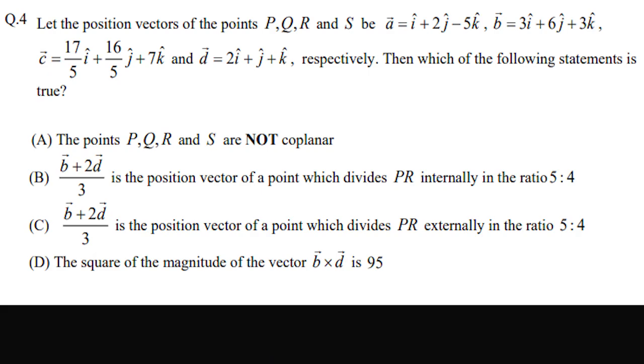Now question number 4 is a very straightforward question. It says we are given 4 points P, Q, R, S, and we have to find which of the following statements is true. So the first one is the points P, Q, R, S are not coplanar. For that we'll find PQ, PR and PS.